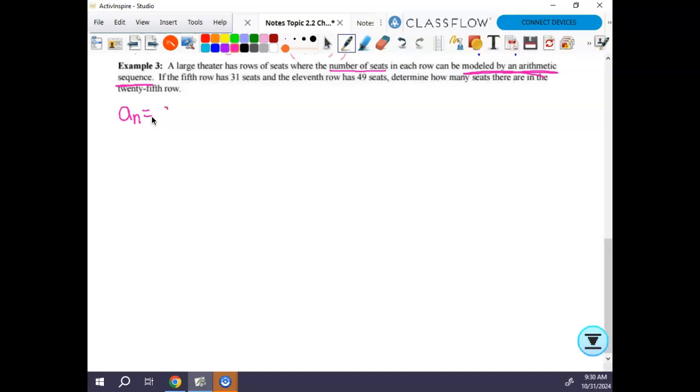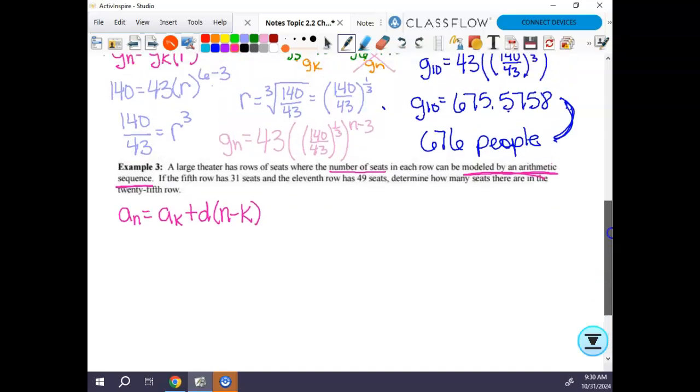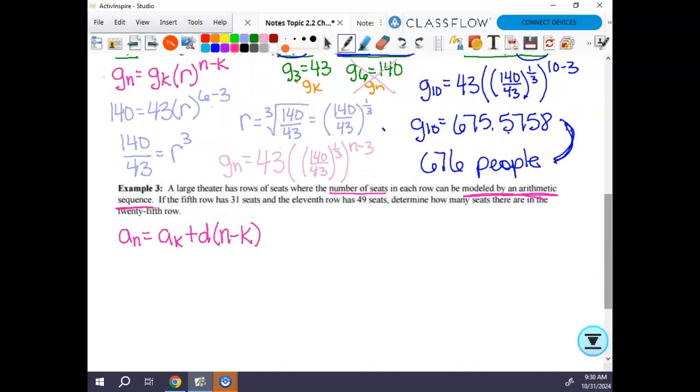All right, A sub k plus d times n minus k. If that's not exactly what you wrote down, adjust what you have. Remember that adjustment, so hopefully you don't have to do it in the future. And then I want you to look at these two that we just wrote down. Both of them start with a k term. For arithmetic, we know that we have to add, and for geometric, we know we have to multiply. So what comes next is either add or multiply.